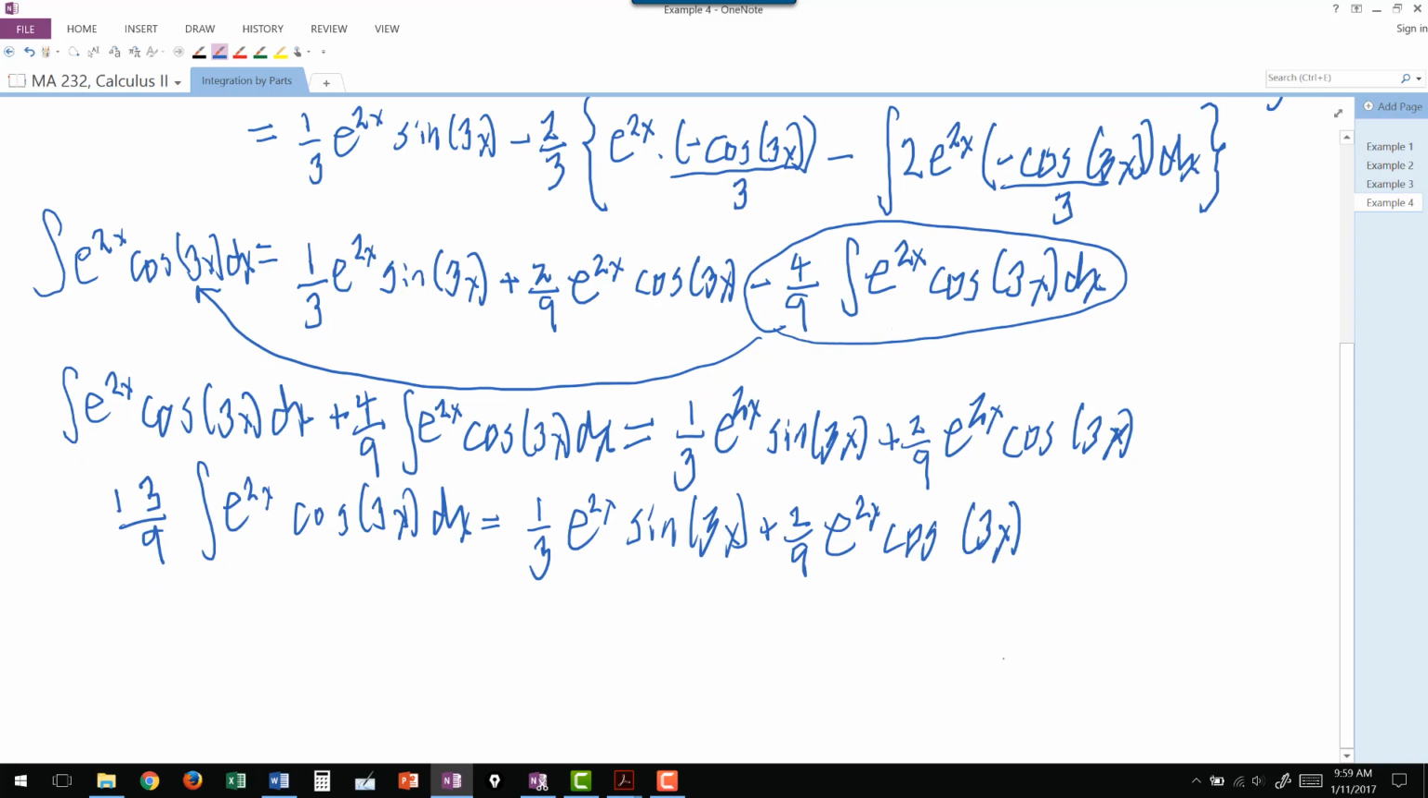Now the last thing to do is solve for the unknown integral. If I know what 13/9 of the integral is, then I can multiply both sides by 9/13, and that will give me the result that I need. So multiply the left by 9/13 and multiply on the right by 9/13, and we'll be done. So on the left-hand side, I get the original integral by itself now.